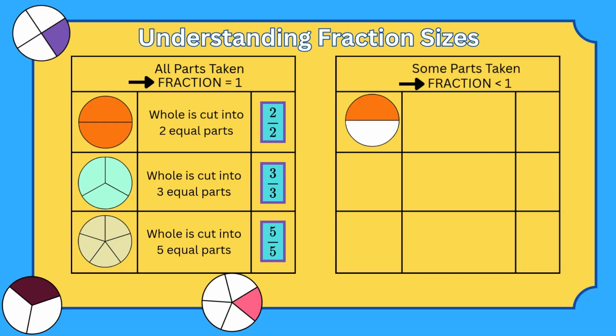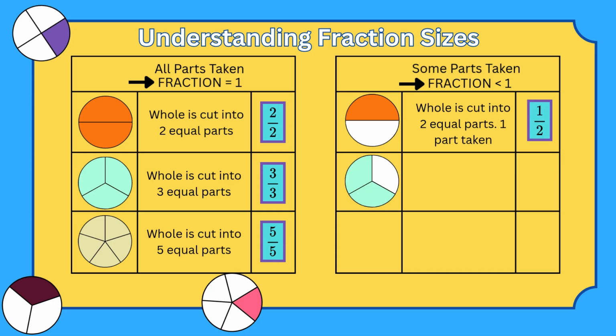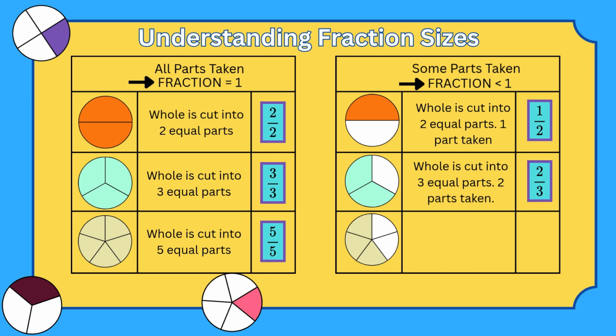Look here, 1 whole circle is cut into 2 equal parts. 1 part from there is taken and it is written as 1/2. If the whole is cut into 3 parts with 2 parts shaded, then we write it as 2/3. In the last one, 3 parts out of 5 equal parts are shaded. Can you tell what will be its fraction form? Yes, it will be 3 by 5. All these fractions are less than 1.